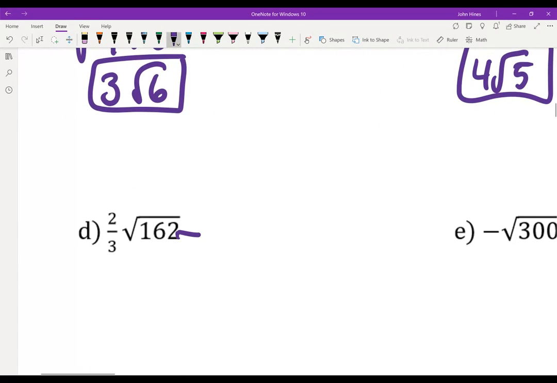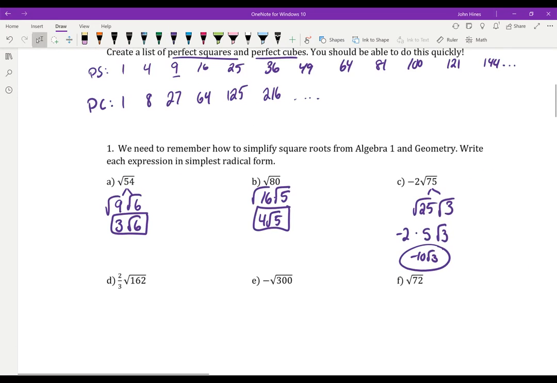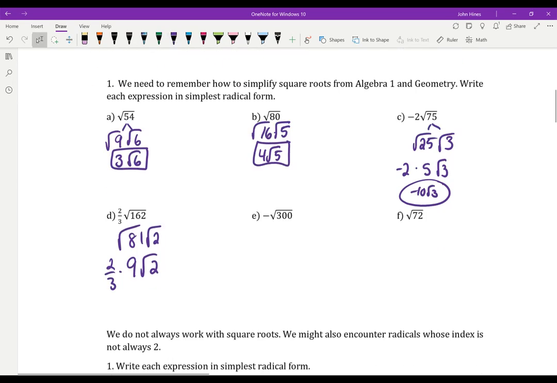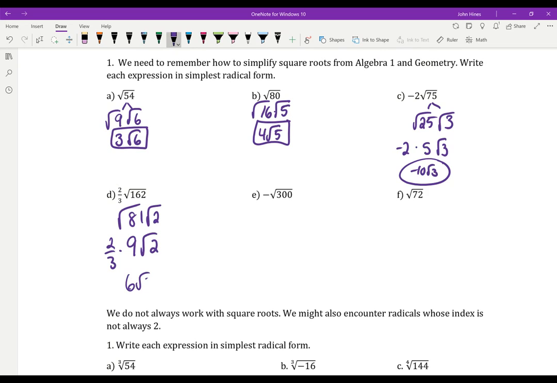Ooh, 162. 162 is a fun one. And again, just start dividing down your list. No. It's 81. 81 times 2. So I get 9 radical 2, but that 2/3 is hanging outside. What is 2/3 of 9? Well, it's 6. 2/3 of 9 is 6.